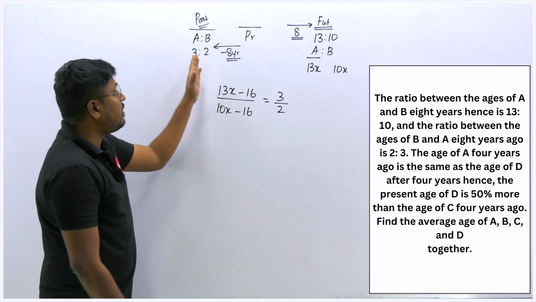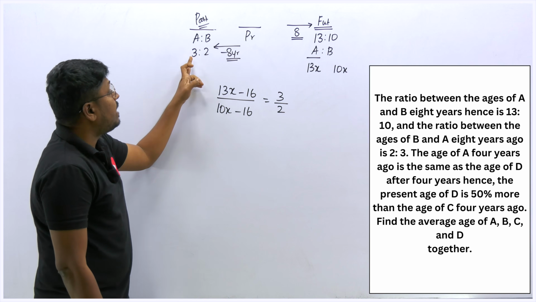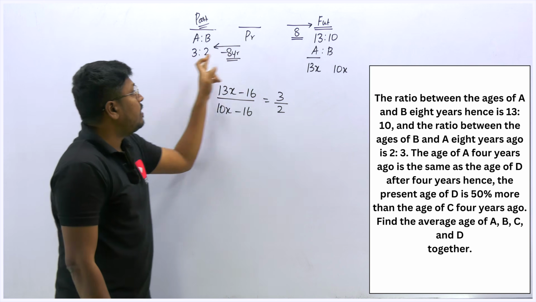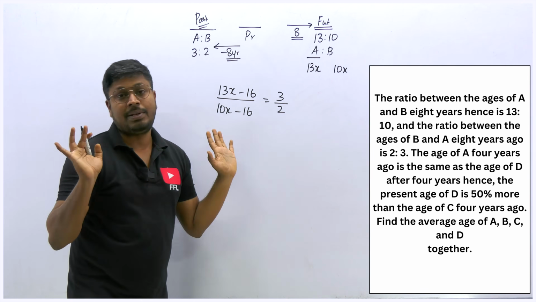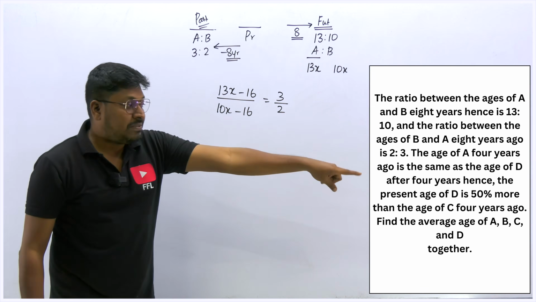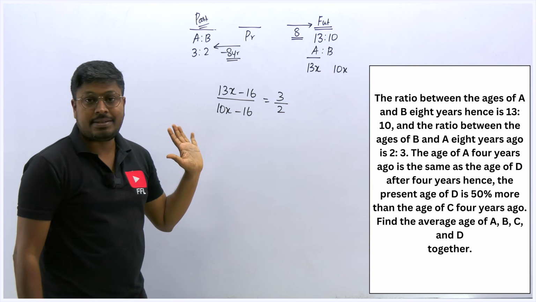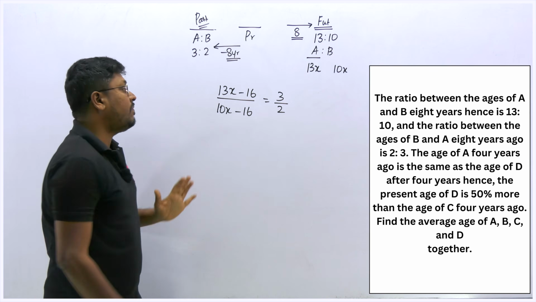Either way you wish, from this point, for example, you can assume 3x plus 16, 2x plus 16 is equal to 13:10. Either way you can solve the equation. So now according to the first two points, we are going to solve this and find the value of x here.